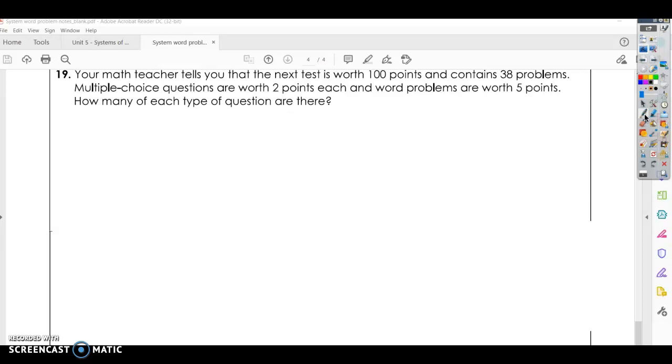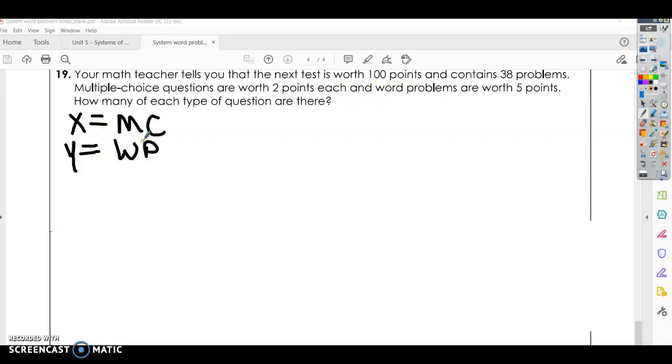Alright, so the first thing we need to do is define our variables. So we can say we're looking for how many of each type of question. So we know that we have multiple choice and we have word problems.